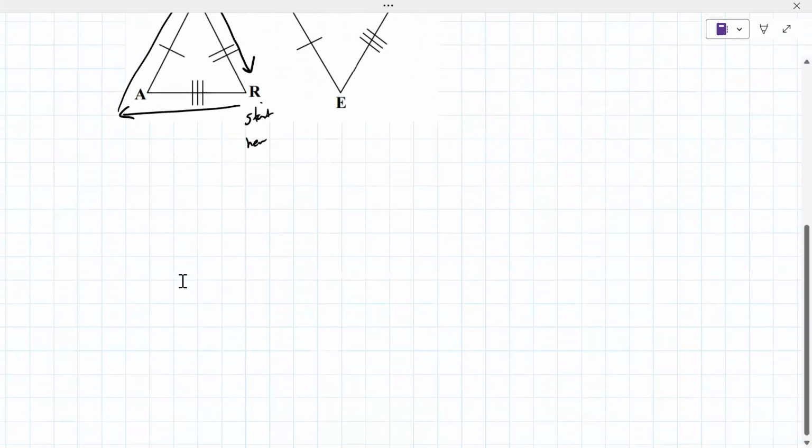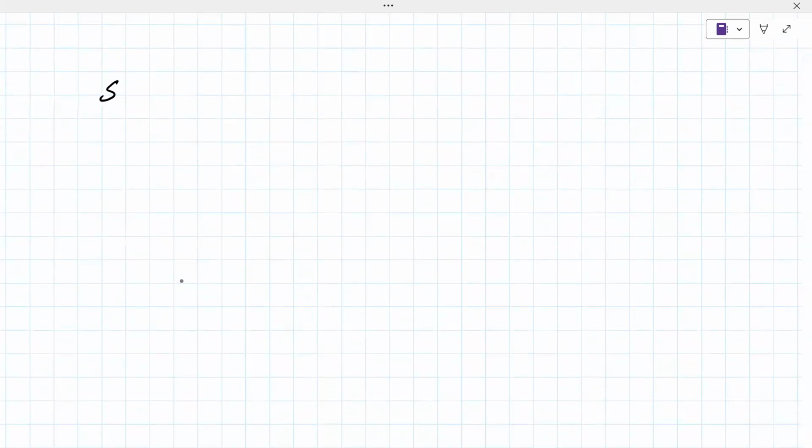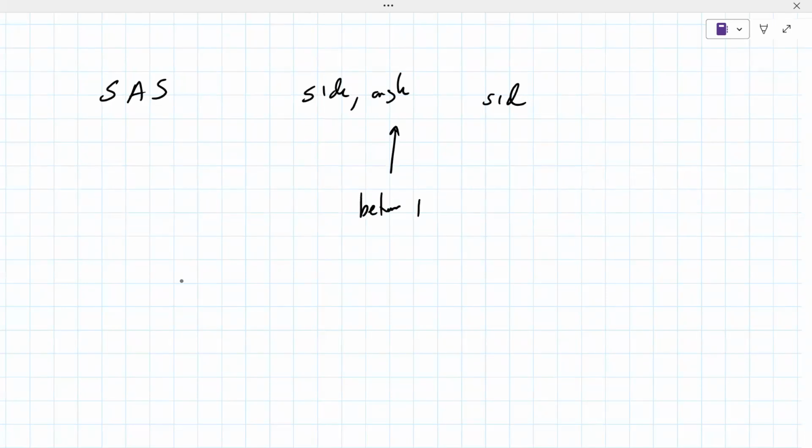The next common one is what's called side angle side, SAS, a side, an angle, and a side, which means the angle has to be between the sides. Between both sides. Yeah, a picture will help here.